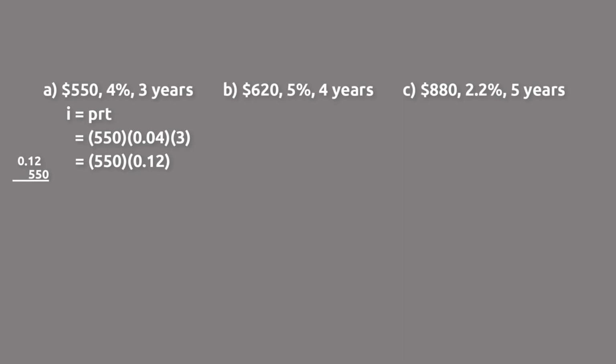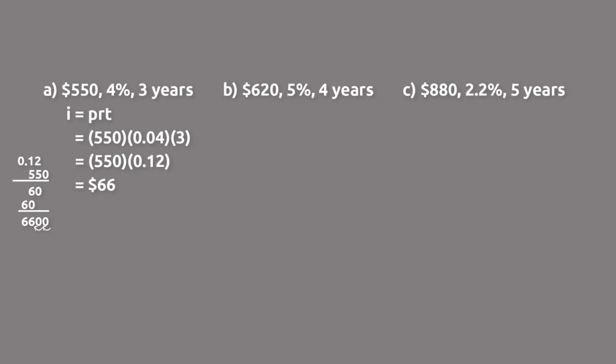So 2 times 5 is 10. 5 times 2 is 10. And it gives us 0, 6, 6. Bring down your 0. We had 2 decimal places because this is 0.12 up here at the top. So we move the decimal place over 2 places, and this gives us simple interest of $66. We'll repeat essentially the same process for parts B and C.